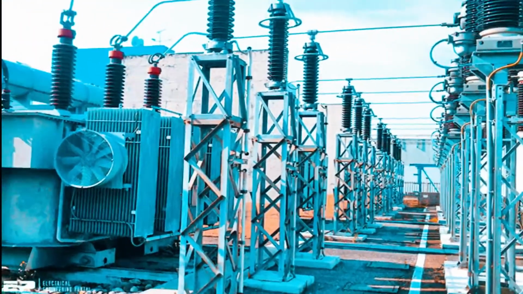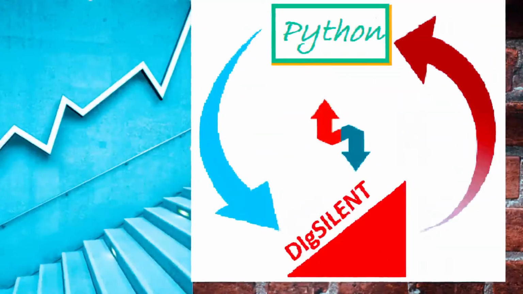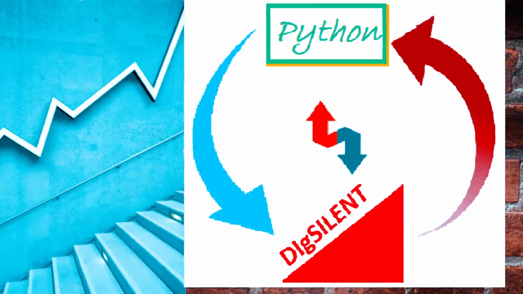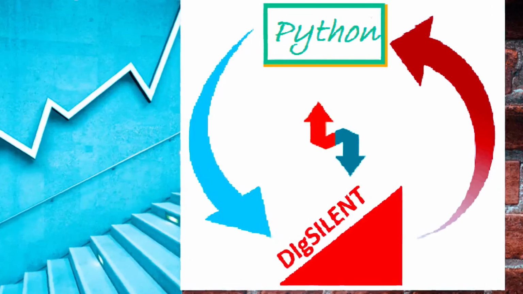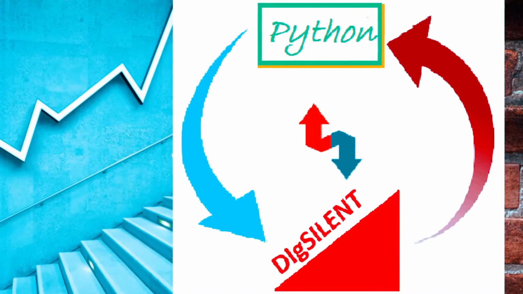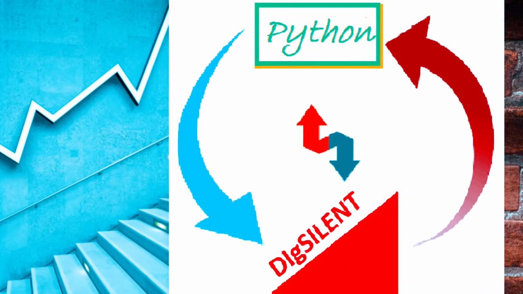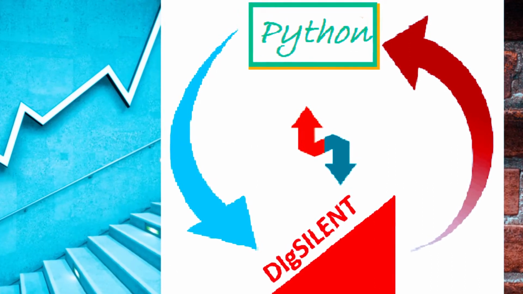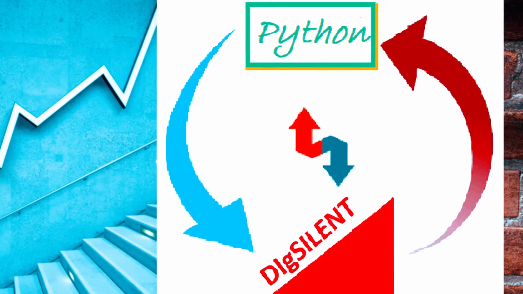DIgSILENT is actually an advanced, integrated, and interactive package allocated to power systems to perform tasks for better utility. The package can be interfaced with different programming languages. One of these is Python, which is a high-level programming language with free open source.